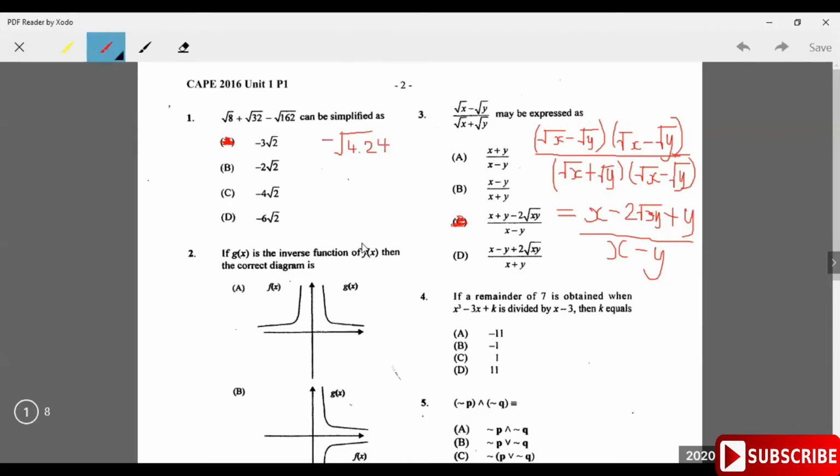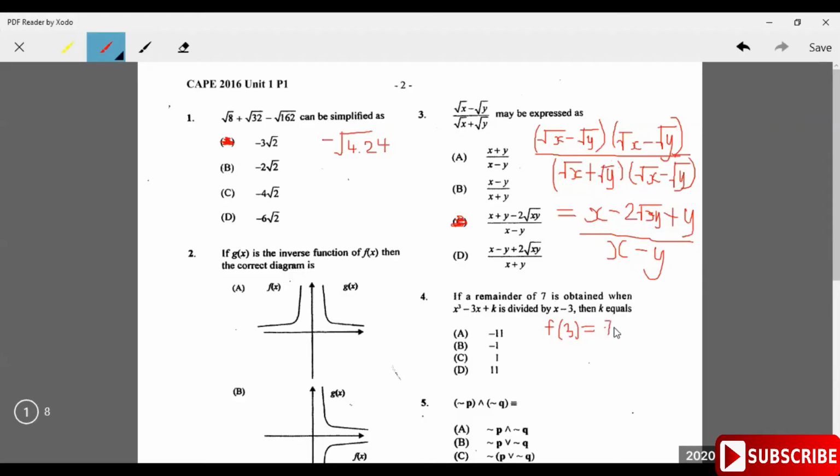Question 4 is asking for the remainder. It says if a remainder of 7 is obtained when x cubed minus 3x plus k is divided by x minus 3, then what is the value of k? To find the value of k, if x minus 3 is divided into this to give a remainder of 7, then what we know is that f of 3 is equal to 7. f of 3 is equal to 7.